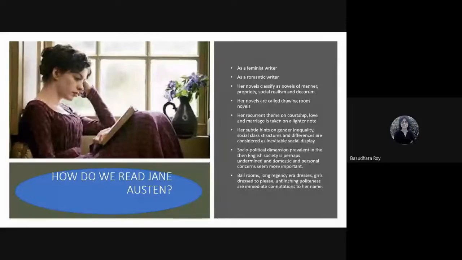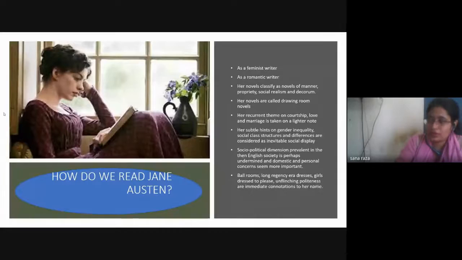So her novels classify as novels of propriety, which you'll understand when you watch any of her films. You'll see that there's a strict code of conduct in how people talk to each other. There's a lot of formality. Both male and female characters follow that code of conduct, which I'll be discussing ahead.